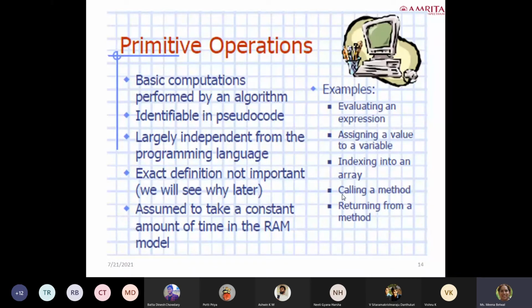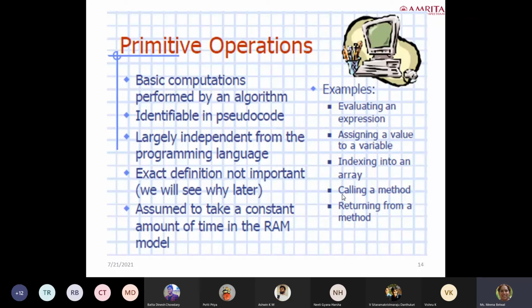Now if I know the time it takes for doing one multiplication, and I have 10 multiplications, I can find out the time taken for 10 multiplications. Similarly, if I know how much time it takes to perform one addition, and how many additions there are, I can find out how much time it is going to take for performing the additions.